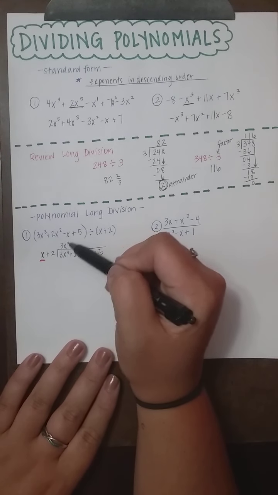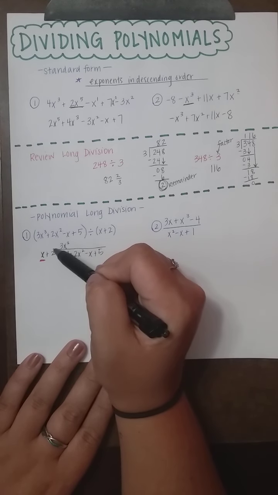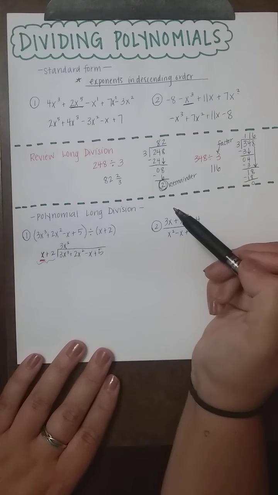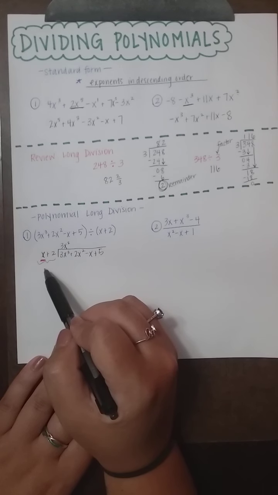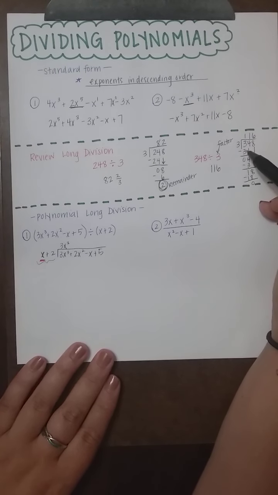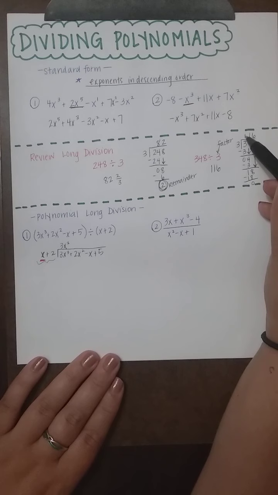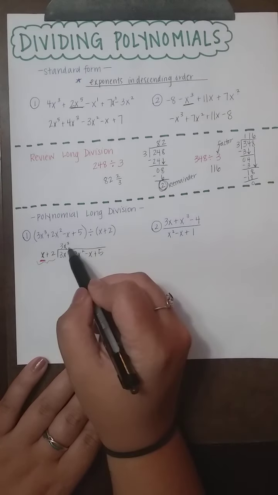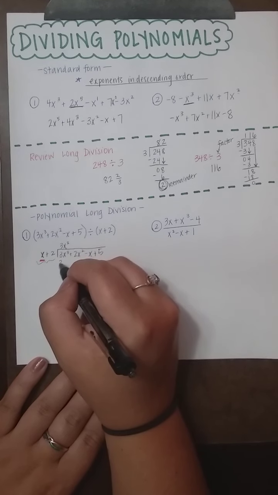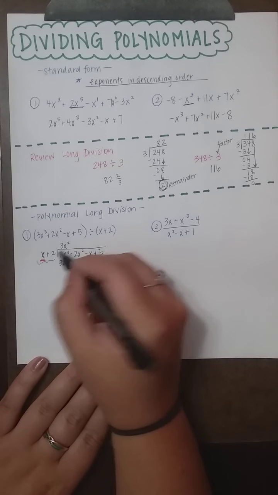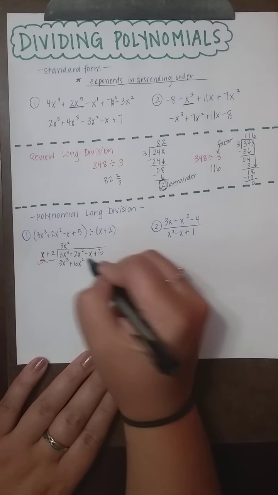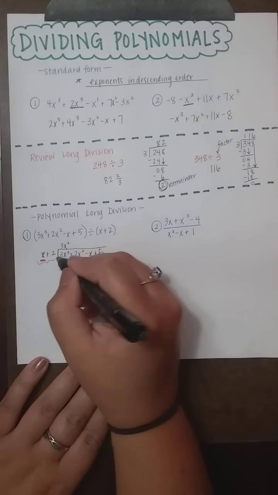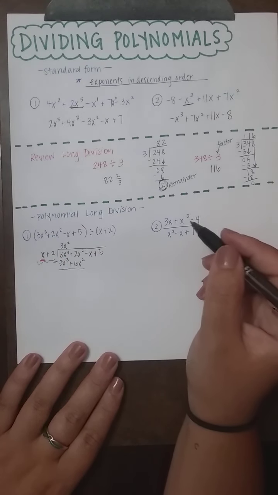Then I'm going to take whatever I write up top here and multiply it by the whole thing. So the first part, I only use x. The second part, I used all of it, x plus 2, just like we did here, right? We said 3 goes into 3 one time, so I did 1 times 3 to get the number in the next line. So here, 3x squared times x gives me 3x cubed. 3x squared times 2 gives me a 6x squared. Draw my line, and just like before, I subtract.